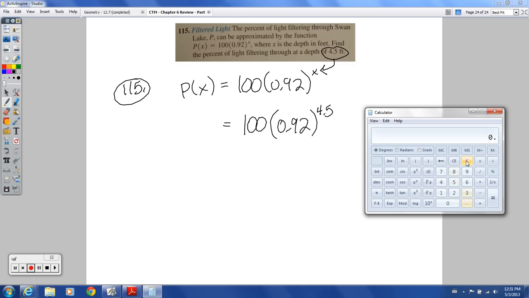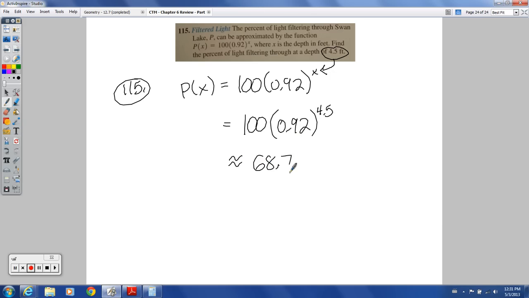Calculator again. Here I'm going to clear that out, 0.92 to the 4.5 power equals that, and that times 100, not 1,000. If I divide that by 10, that'll give me what I should have. There we go. That's going to be my final answer there. About 68.71%. 68.71%. Final answer for 115.